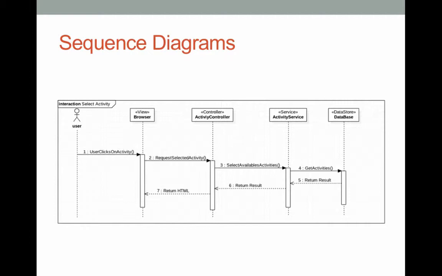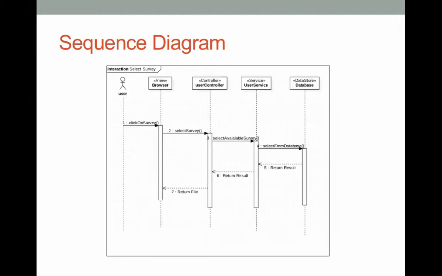The next sequence diagram is select activity. The user is going to click on select activity, and the system is going to take him to the select activity page. We're going to get those activities from the database, and then they're going to be displayed to the user. Then we're going to select a survey. The user clicks on the survey, it takes him to the select survey page, and then we're going to get those questions that are stored in the database and display them to the user.